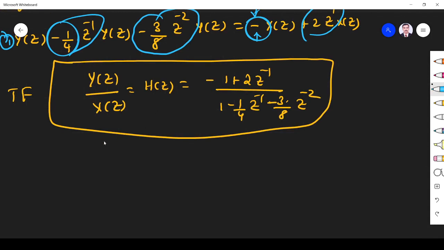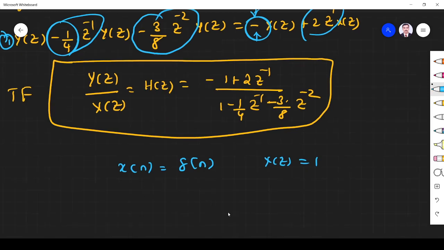Now what I need is h of n. What I have to do? I have to apply the inverse z transform to this equation. So what they ask is the impulse response also. Okay, so impulse response means what? X of n is equal to delta of n, so X of z will become 1. For impulse response, X of z is 1 because the input is an impulse. When the input is an impulse, what we get at the output is the impulse response. So Y of z is equal to H of z.